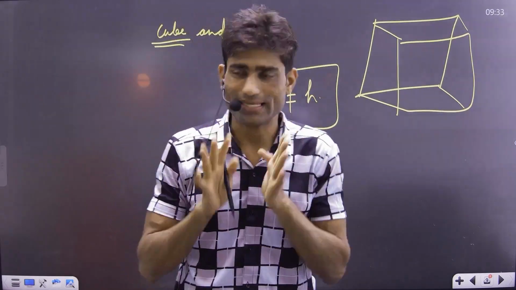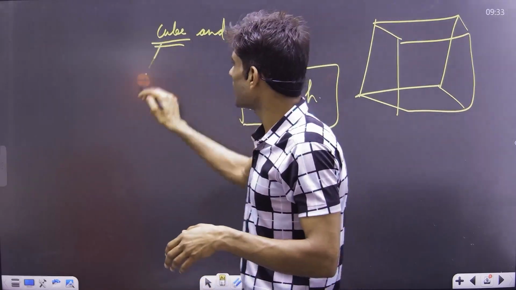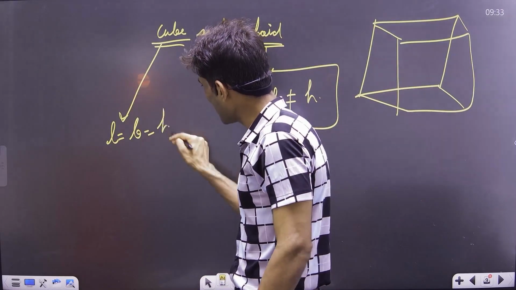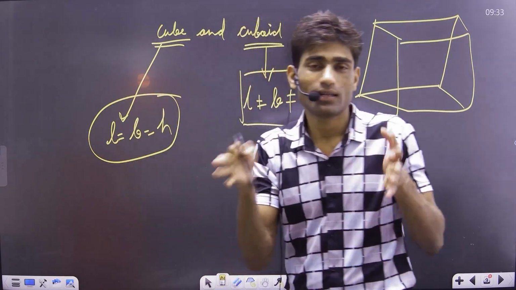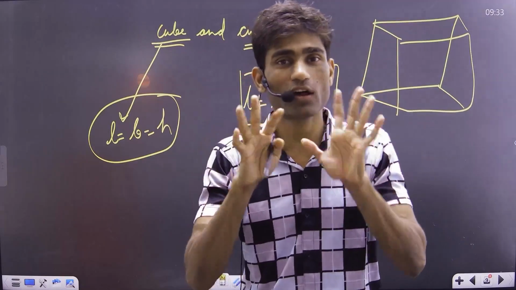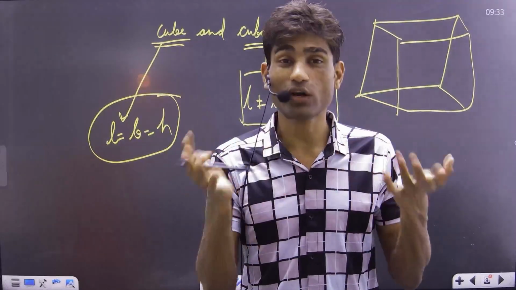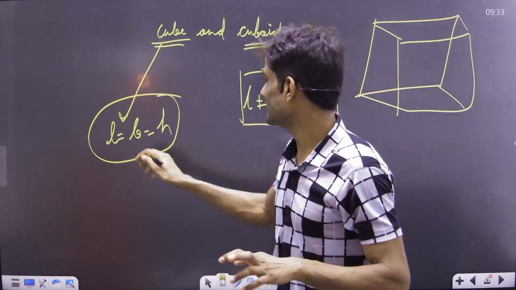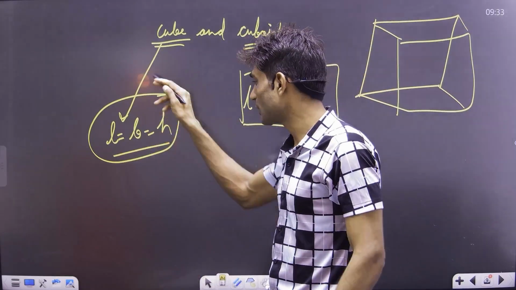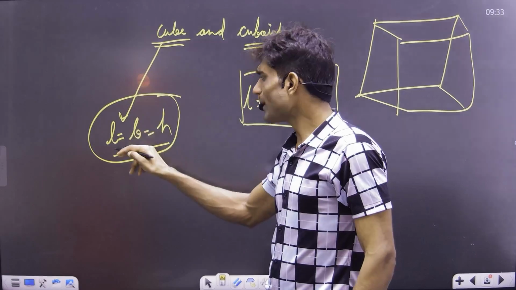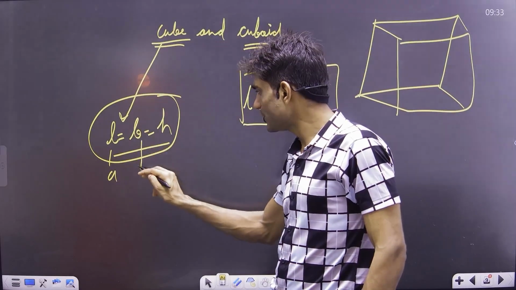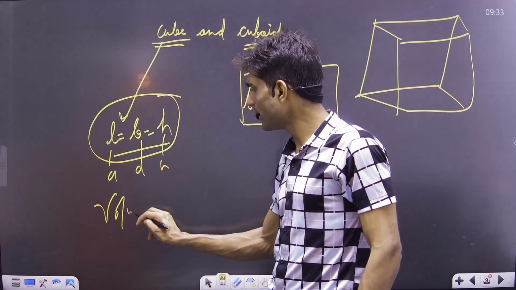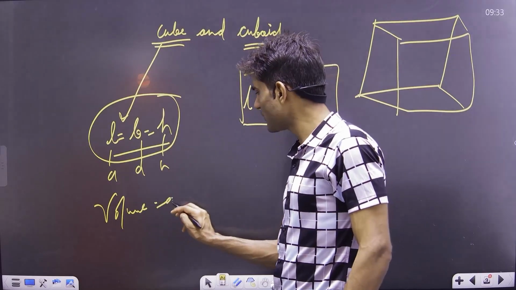Now in the case of a cube, length is equal to breadth is equal to height. What I said, if length, breadth, height are all equal, then it is a cube. If nothing is equal between them, then it is the cuboid. So this comes under cube here. If I consider length equal to a, breadth equal to a, and height equal to a, then we write the volume of our cube.